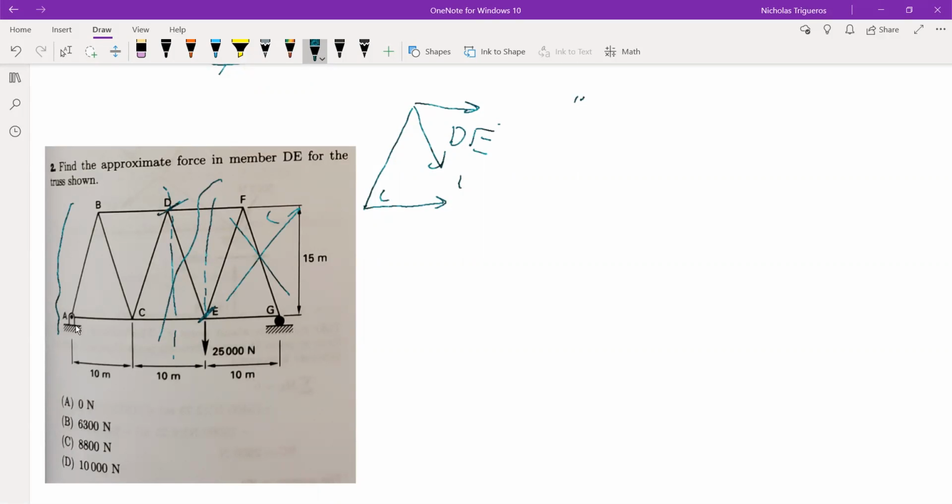Also, this A pin is nice because we have this direction and this direction pinned, so it helps us a little bit. So we should get the force in the Y direction here, because that will help us. So we have to do the sum of the moments about G to get A over here. So what do we have?